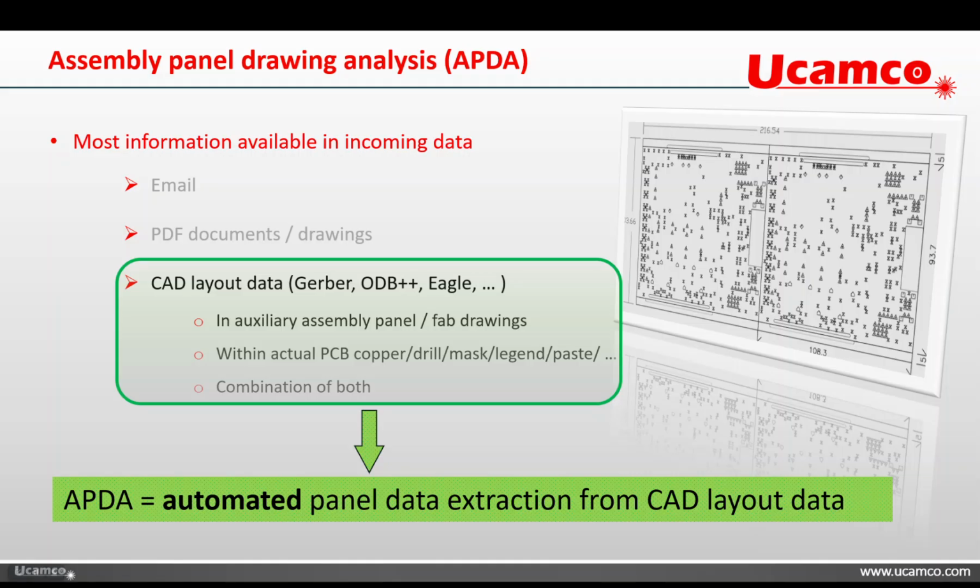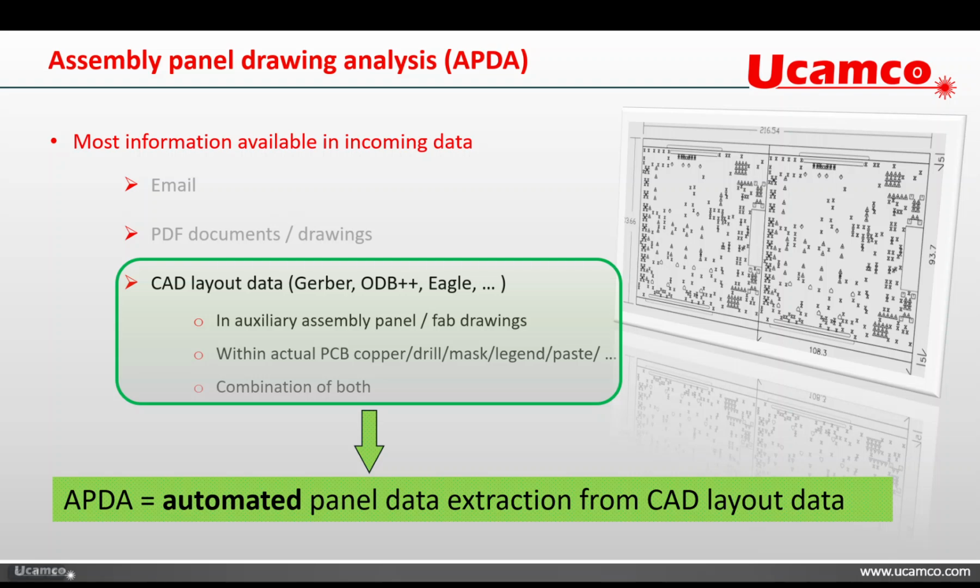Similarly, the customer may have chosen to put PDF documents or a drawing inside the archive, which you will then read at the time the data is processed, and you take the information from there. But in many cases, there is also a trace of all of this information to be found in the CAD layout data. So your incoming Gerber or ODB or Eagle or whatever files often contain some, if not all, of these items that we were looking for in the previous slide.